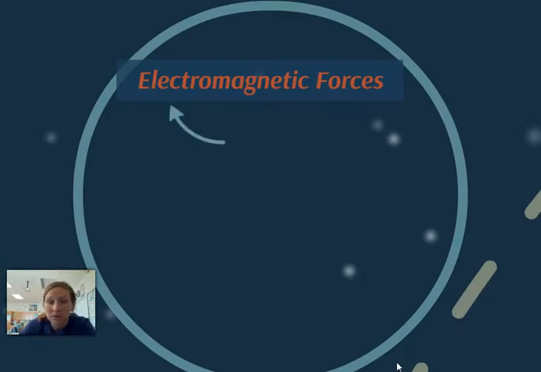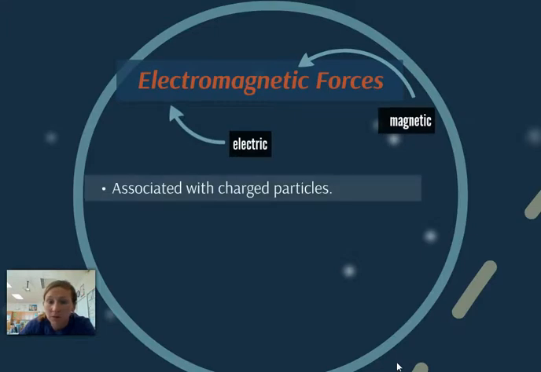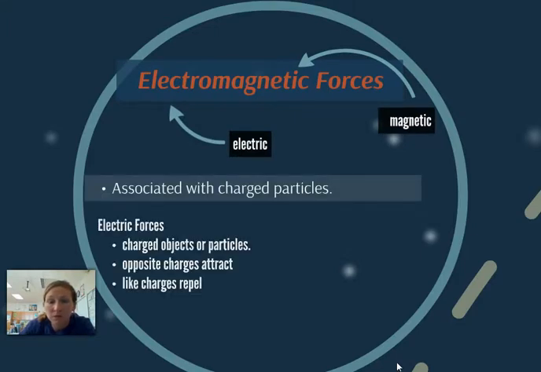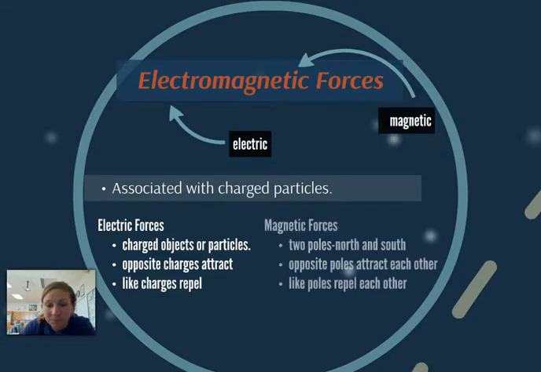Judging by the name, we are talking about electric and magnetic forces. They're very similar. They're both associated with charged particles. Electric forces are between charged objects or particles. They attract each other if they're opposite and repel if they're alike. And this we normally talk about when we're discussing subatomic particles like protons and electrons of the atom.